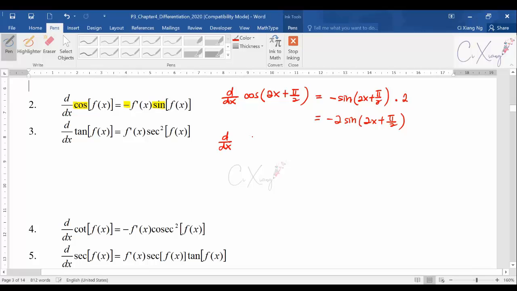Then how about if I want you to differentiate 1 minus 2 cos of, maybe, pi minus 2x, let's say.